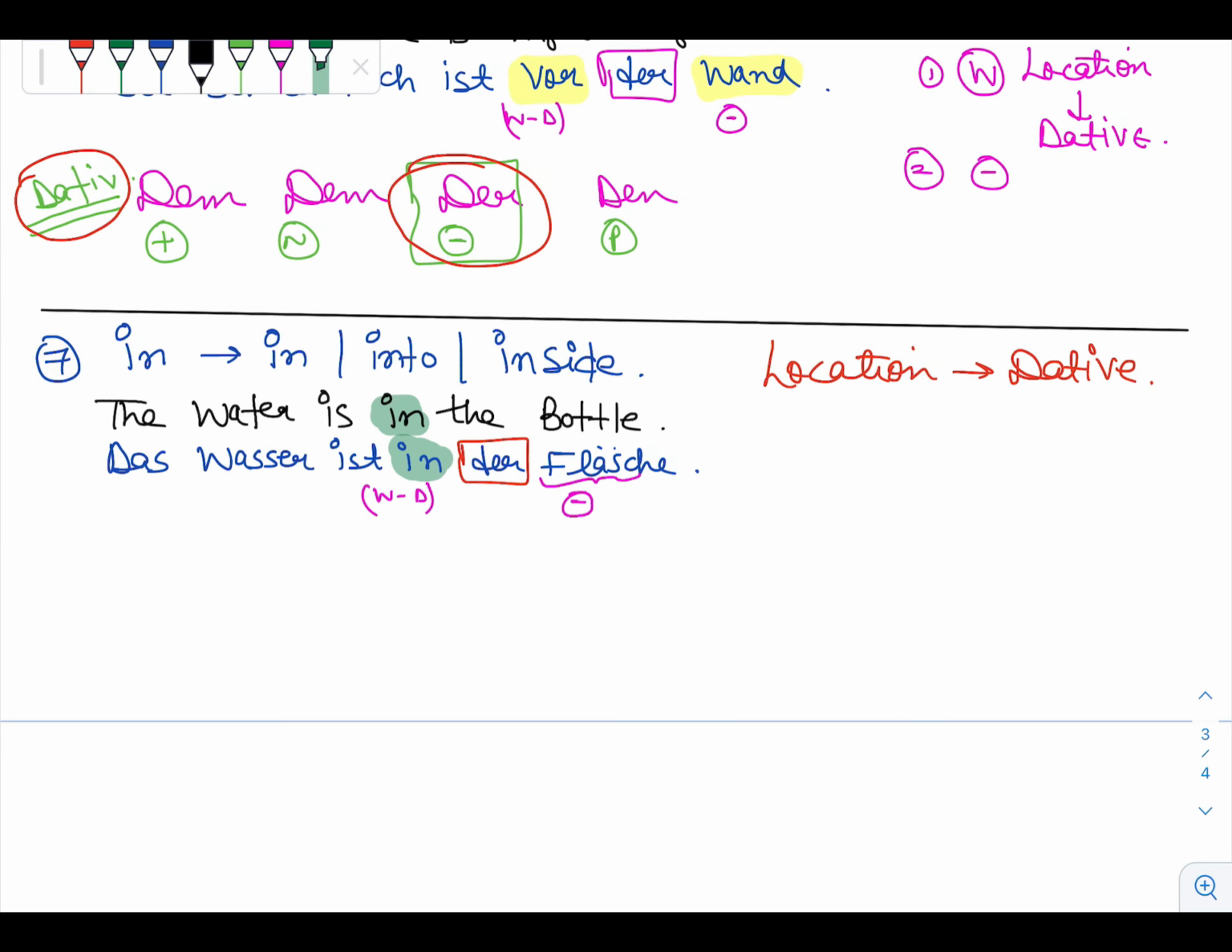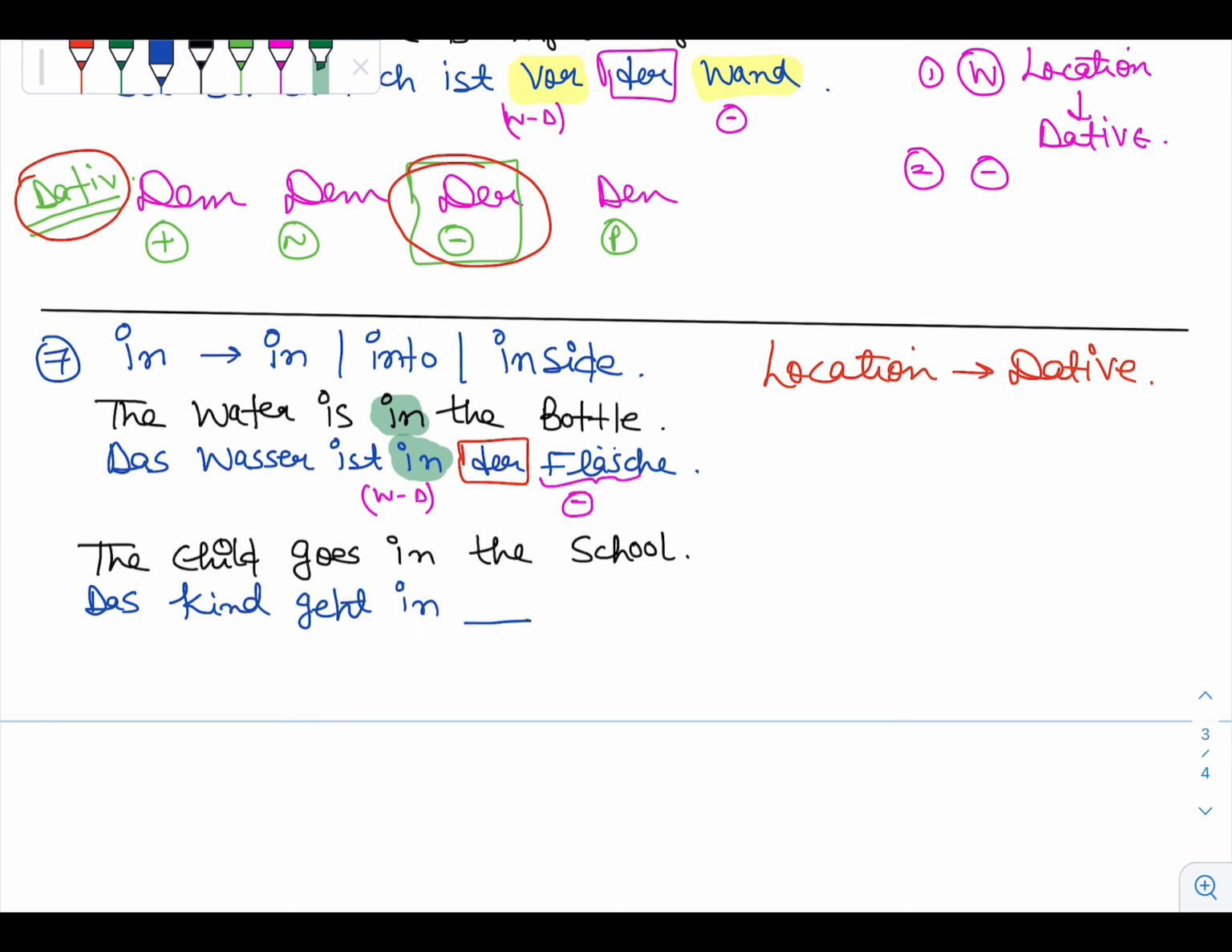Second example: the child goes in the school. The child goes in the school. Das Kind geht in die Schule.